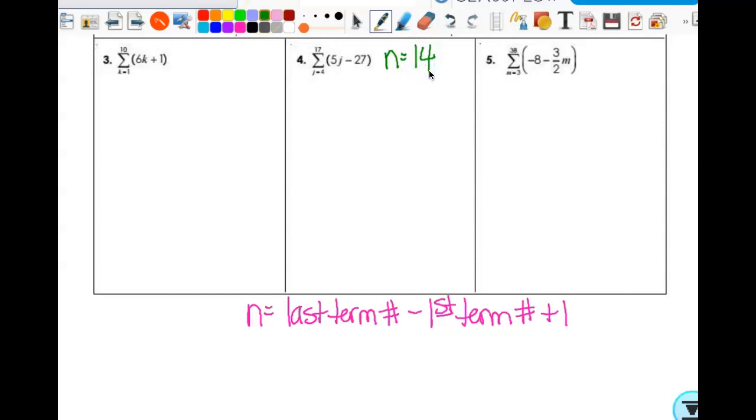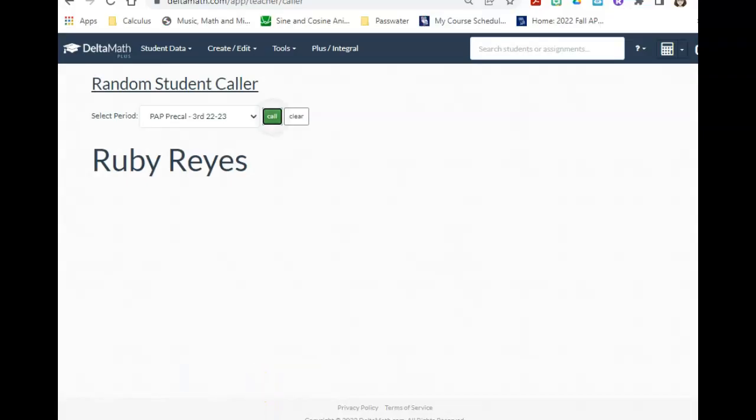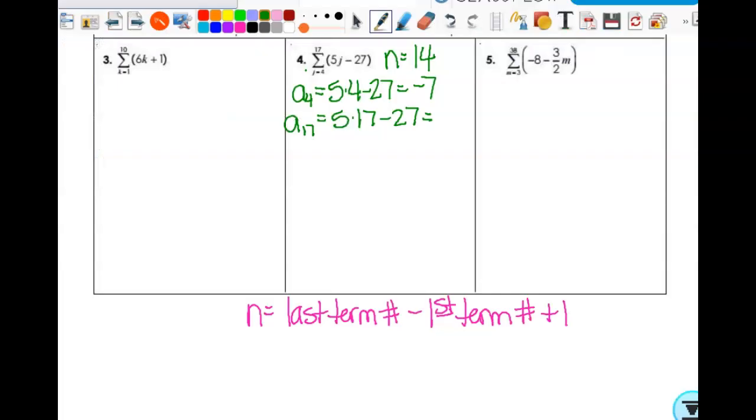We agree with that? Okay, so then I need the first term. Now, first term isn't a sub 1. The first term I have, since I'm starting with 4, is actually the 4th term. Okay? This is going to give me 5 times 4 minus 27. So that's 20 minus 27, which is negative 7. And then I also need the 17th term. It's going to be 5 times 17 minus 27. And I'll let one of you tell me what that is. Edward again. It's your lucky day.